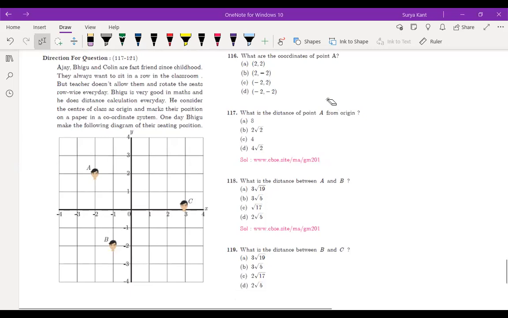So here is the answer for A. A, if you see here, minus 2 comma 2. Minus 2 comma 2. Distance of A from origin. What is the distance? 2 root 2 you are getting? It's 2 root 2, yeah. Then what is the distance of A and B? So B is -1 comma -2, and A you already know is -2 comma 2. You can find the distance easily.